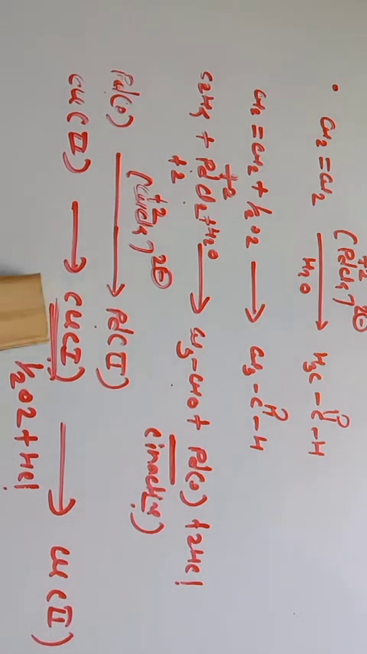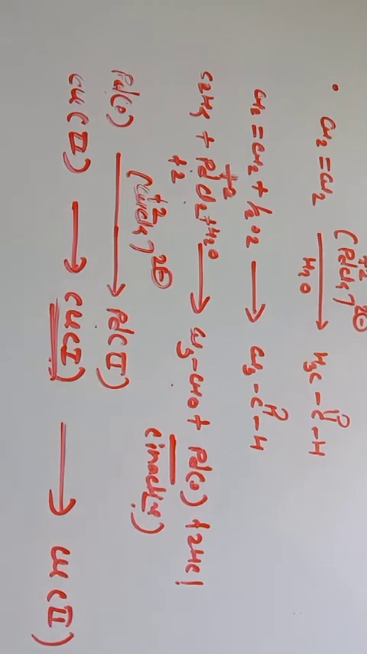But at least you should know what the Wacker process is. That is the conversion of alkenes into aldehyde with the help of Pd2+ as a catalyst. The actual oxidation takes place in presence of Pd2+, and there is a conversion of alkenes into aldehyde, and the Pd gets reduced to Pd0, which is inactive.